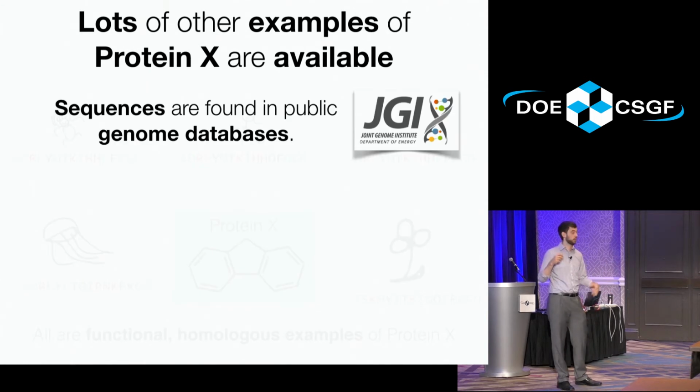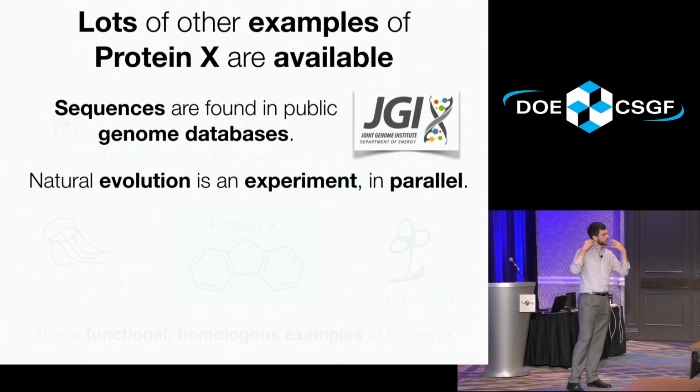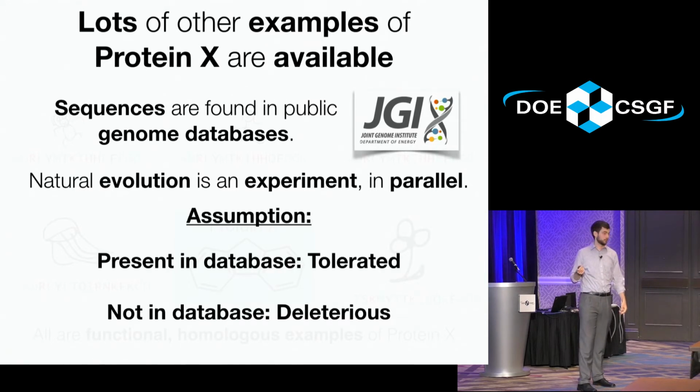So there are lots of public sequence databases out there that have a lot of genome data sets. A big shout out to JGI, which is sequencing oodles and oodles of organisms. These sequences are deposited in public databanks, and we use them, and it's great. The way I like to think about it is that natural evolution is an experiment in itself. If I see a mutant in one of these databases in a sequence, I would say that if it's present in the database, it's probably a tolerated mutation.